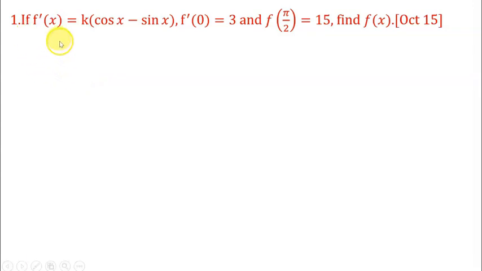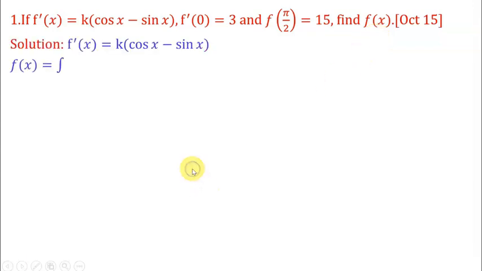If f dash of x is equal to k times (cos of x minus sin of x), and the value of f dash of 0 is equal to 3, and f of pi by 2 is equal to 15, find the function f of x. Now here we first find the value of f of x.